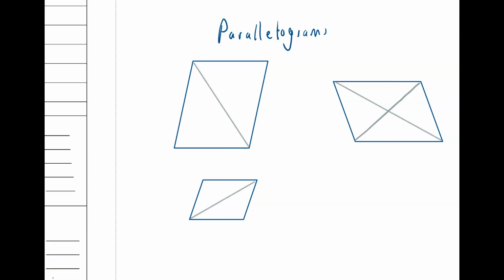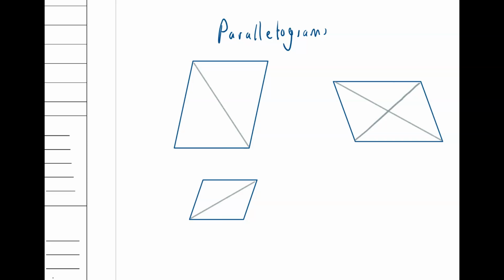Hello and welcome to a video on parallelograms. So we're going to look at properties of parallelograms, and there's four properties plus the definition. A parallelogram has two pairs of opposite sides that are congruent, and we're going to count that as one of our properties in a minute.